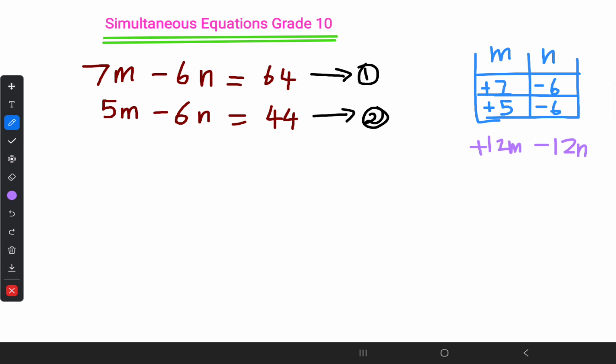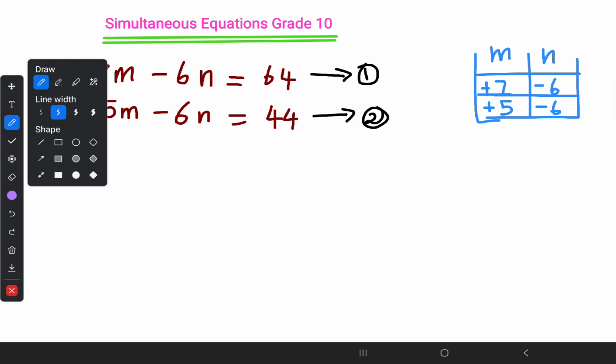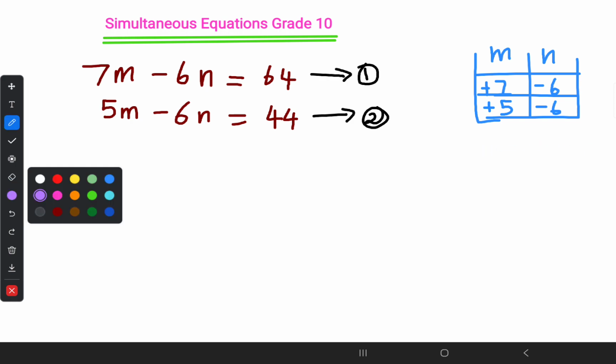So while adding these two equations, we cannot terminate any of these existing variables. M and n are there. While adding, we cannot terminate any of these variables. Look at this, positive 12m and negative 12n will come after addition. So we cannot terminate these two because one has the variable m, the other has n. So we cannot do the addition between these two. So if addition is not possible, what is the remainder? We need to do the subtraction.